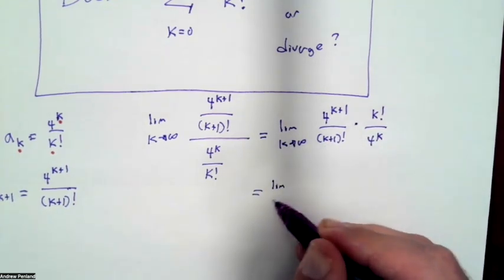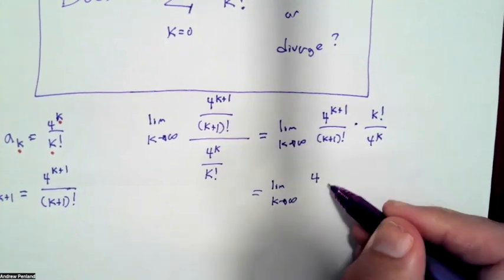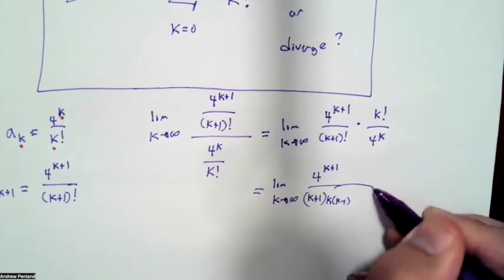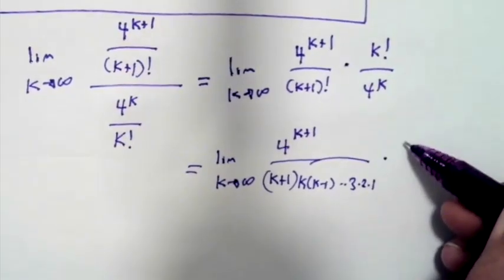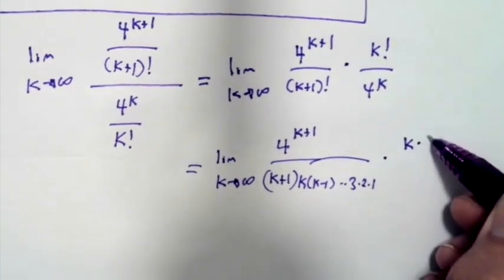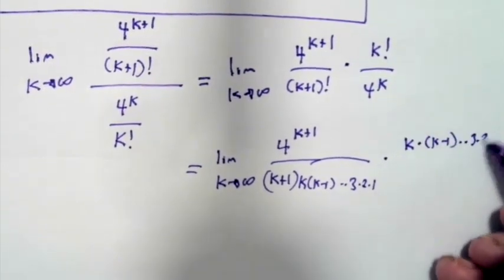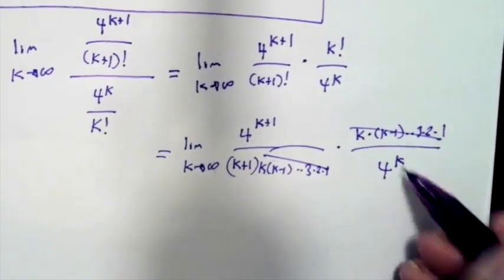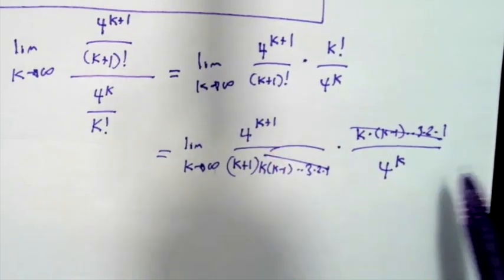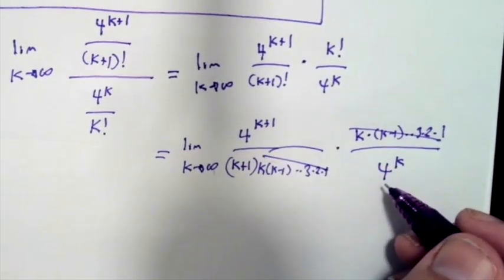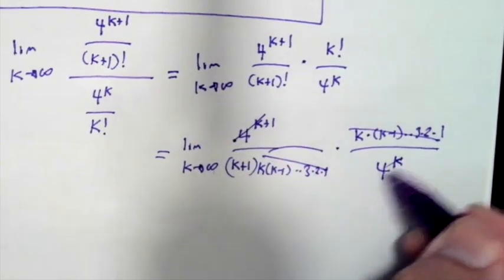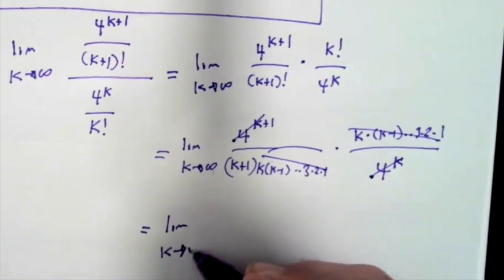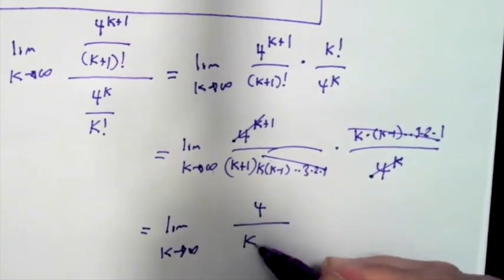So we're going to have the limit as k approaches infinity of 4 to the k plus 1 over k plus 1 times k times k minus 1 down to 3 times 2 times 1, times, up here on the k factorial, k times k minus 1 down to 3 times 2 times 1. So all of these things are going to cancel, except for this k plus 1. Similarly, 4 to the k plus 1 over 4 to the k cancels as well. And I'm left with the limit as k approaches infinity of 4 over k plus 1.